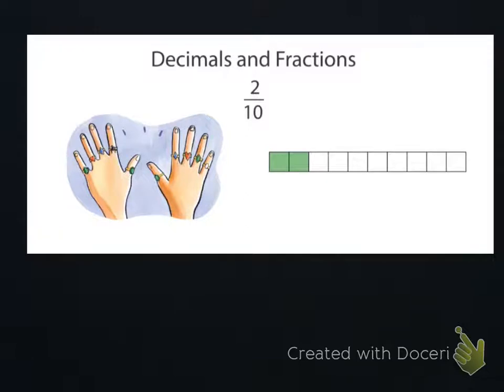Decimals can be modeled in different ways. Here are two pictures, both modeling the fraction 2/10. In the first picture, we can see that 2/10 of the rings are blue. And in the second picture, we can see that 2/10 of the rectangle is shaded in. How would we write this as a decimal? Well, 2/10 is the same as saying 0.2.